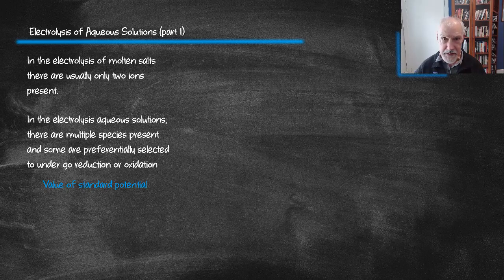Things that can affect the selection of what reaction takes place involve things like the value of the standard electrode potential, the concentrations of the ions, and the nature of the electrode. And we'll look at that in part 2 of these videos.